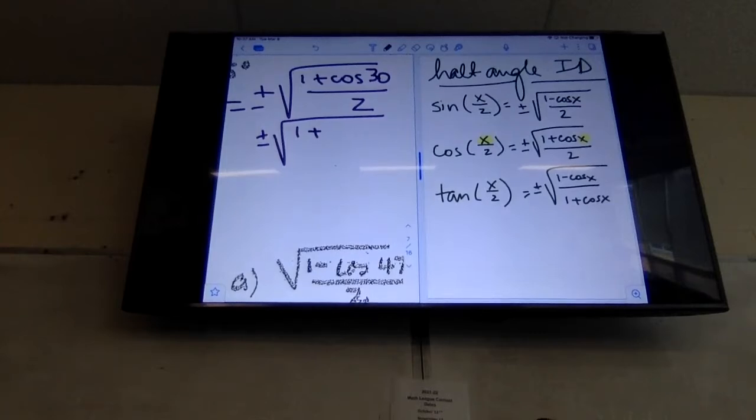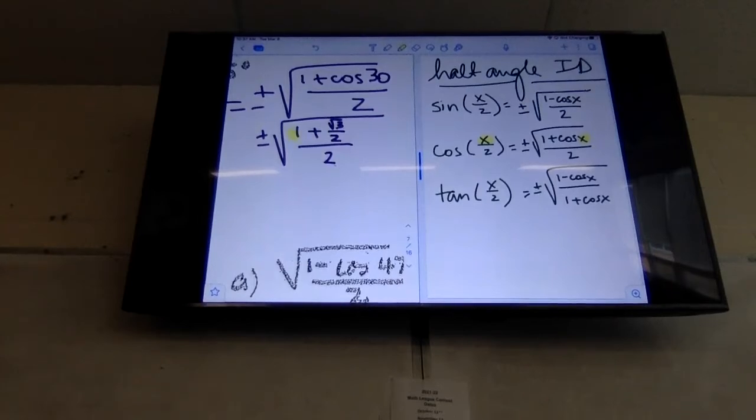Root 3 over 2. We'd love for it to be 1/2, but life's not that easy. So I replace cosine of 30 with root 3 over 2. We're going to simplify this a little bit, not a ton, but a little bit.